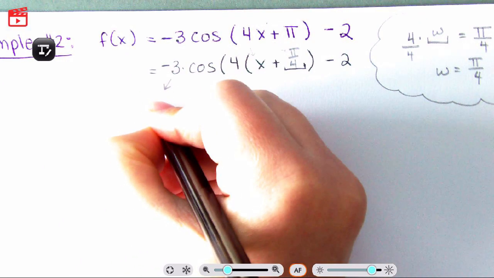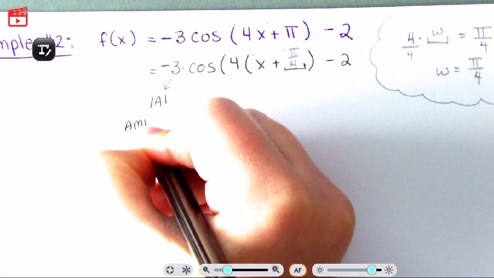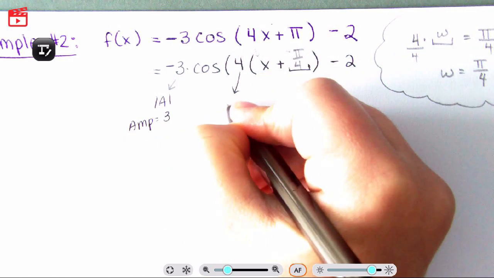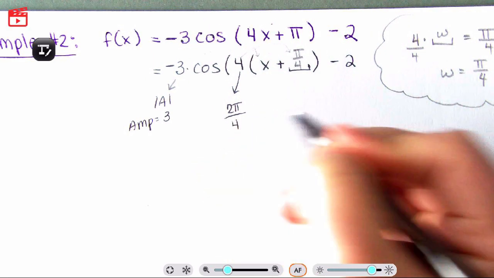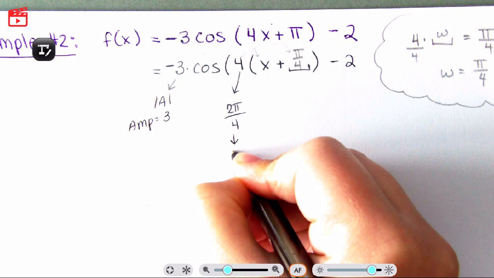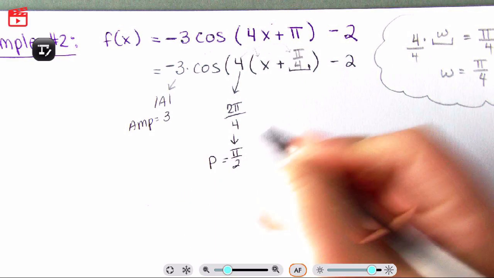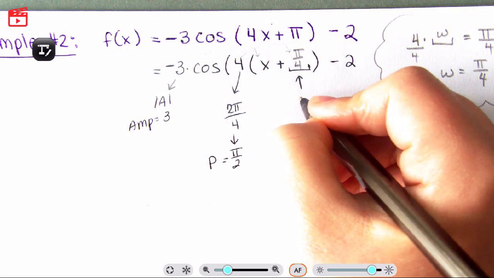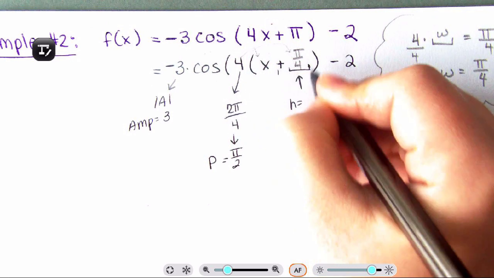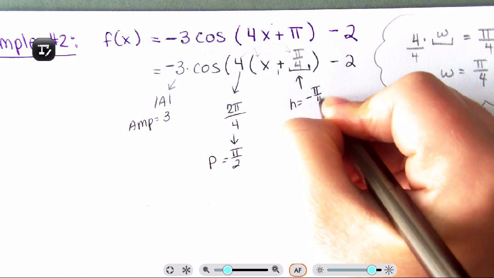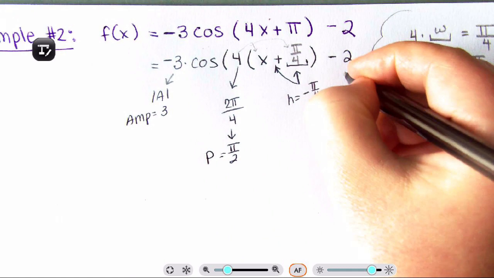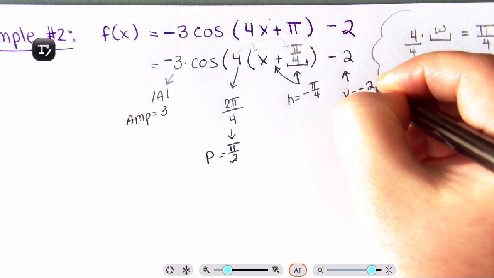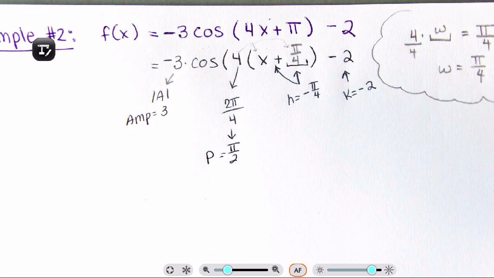Okay, so our A is our amplitude. So our amplitude is 3. Our B, which has been factored out, is used to find our period. And in this case, our period is pi halves. Now we have our horizontal shift. So H is the opposite of what you see, so it's negative pi fourths. And then your K value is exactly what you see. K is negative 2. Once you have identified that information, and again, you must factor out your B first.